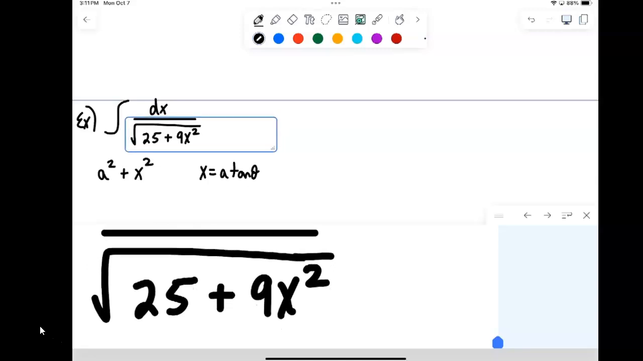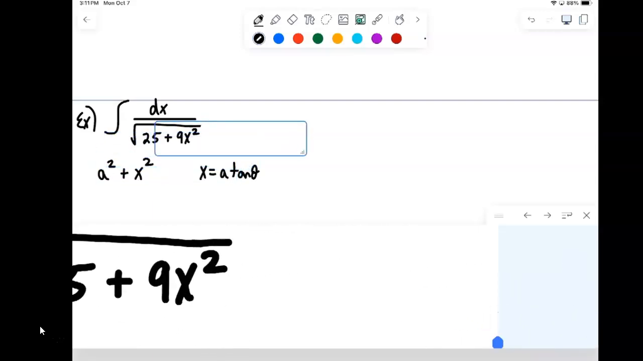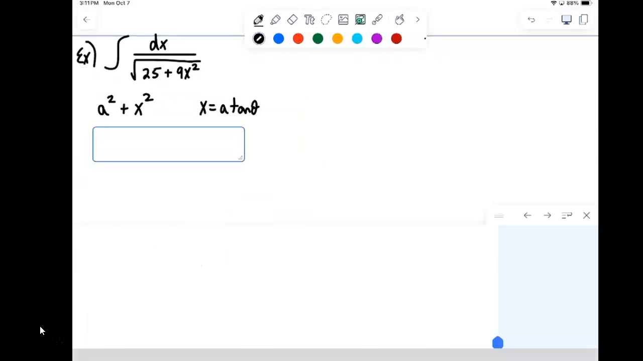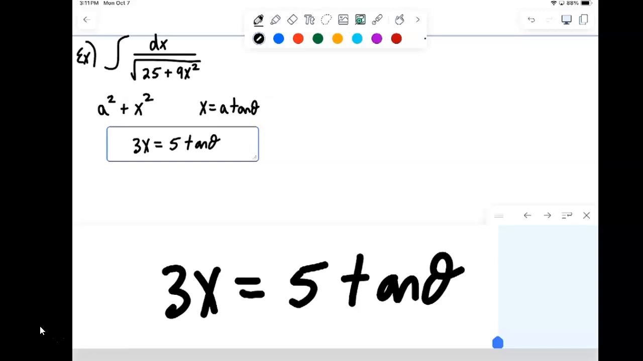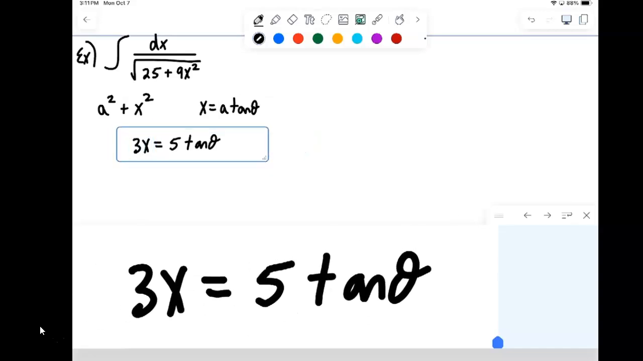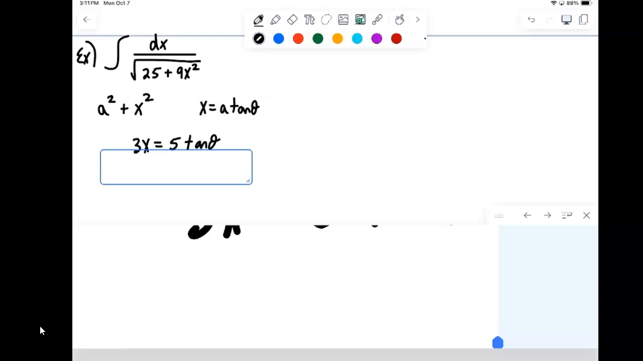But here it's 25, so a is of course 5. But it's not just x squared, it's 9x squared. So the substitution would actually be 3x equals 5 tangent theta. Okay. So of course, later on when we solve for tangent theta, we'll have to divide by 5. And when we're solving for the dx, we'll have to divide by 3.